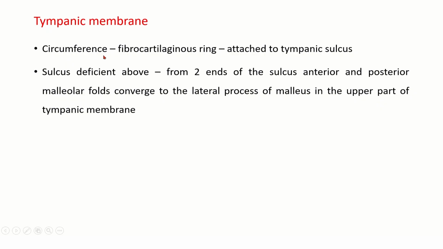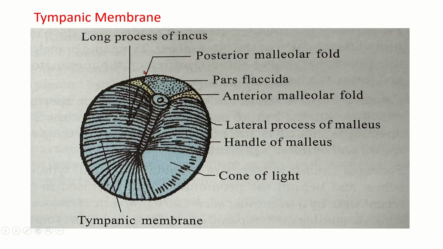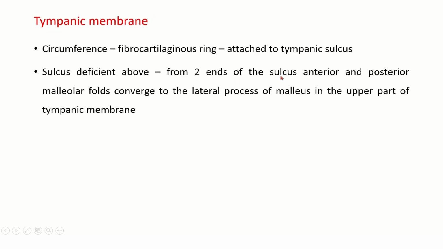The circumference of the tympanic membrane is formed by a fibrocartilaginous ring which is attached to the tympanic sulcus, present at the bottom of the external acoustic meatus. If you observe, the sulcus is deficient above. Here it is proper, but in the upper part it is deficient. From the tips of this sulcus, the anterior malleolar fold and posterior malleolar fold extend and converge to the lateral process of the malleus in the upper part of the tympanic membrane.